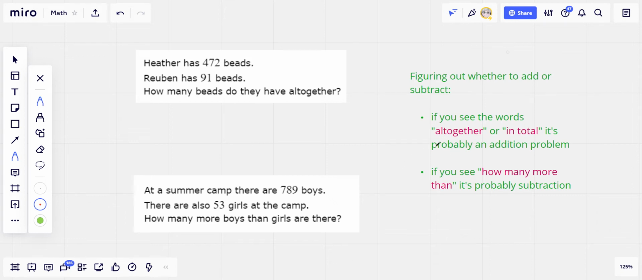If you see the words altogether or in total, that usually means it's going to be an addition problem. So in this one, for example, one person has so many beads, another person has so many beads. How many beads do they have all together? You're adding all those beads together.